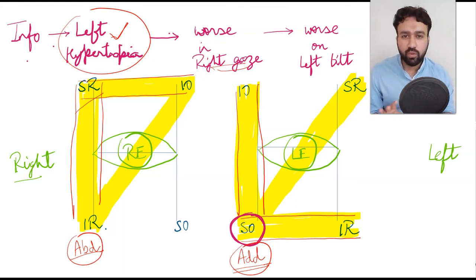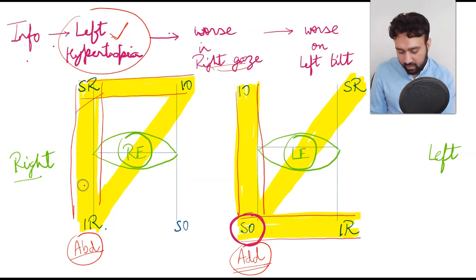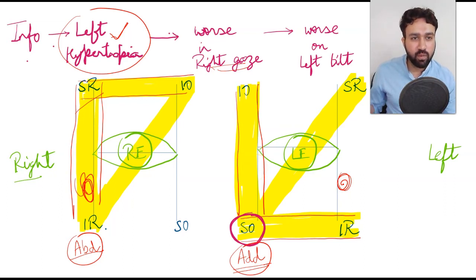A simple way to remember this point is that whatever position or whatever gaze is worse, you basically highlight the muscles on that side, right? So for example, right gaze is worse, so we highlight the muscles here, and if left gaze is worse, we highlight the muscles here, right? That's a very simple way to remember this point.